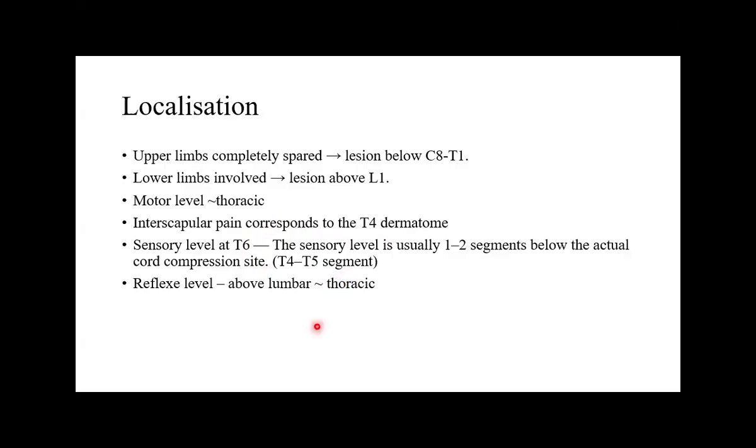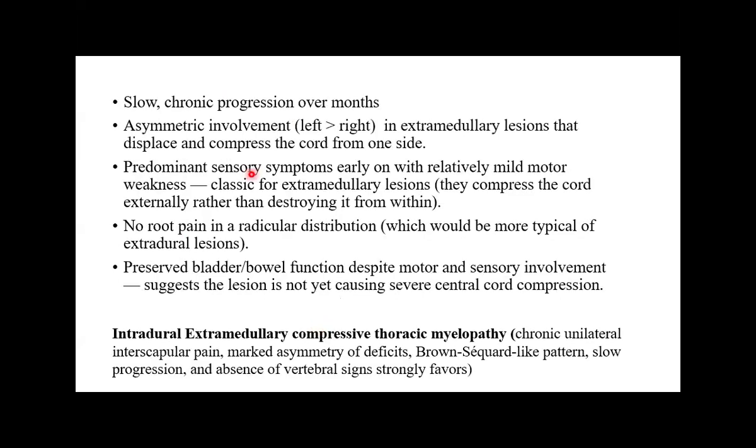So this is a slowly progressive chronic symptom over months with asymmetric involvement, as there are more symptoms on the left side than the right. Usually it is seen in an extramedullary lesion that displaces and compresses the cord from one side, and predominant sensory symptoms with mild motor weakness are classic for an extramedullary lesion. They compress the cord externally rather than from within, as intramedullary lesions do. So there is no radicular root pain. Because of the asymmetry, it is intradural.